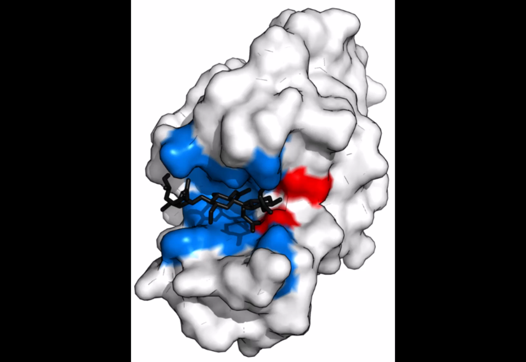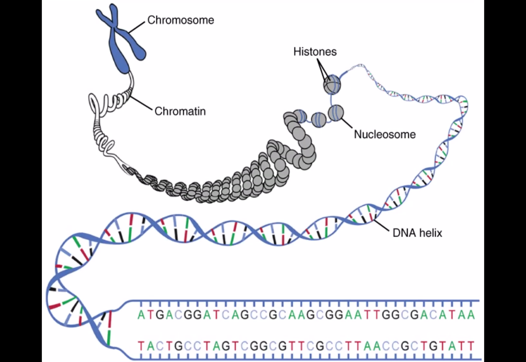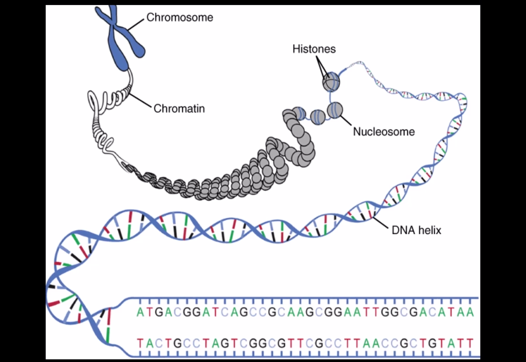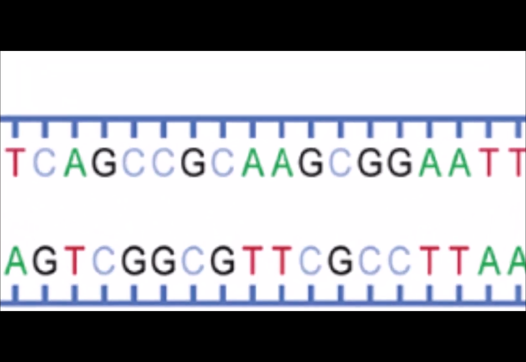All right, I think that's enough background information. Going back to our original question, what is a SNP? SNP is an acronym for single nucleotide polymorphism. Okay, you remember the DNA ladder with its rungs, and that the rungs are made out of base pairs. And you remember that the base pairs are made out of 2 nucleotides.